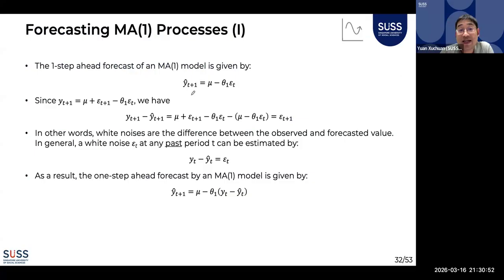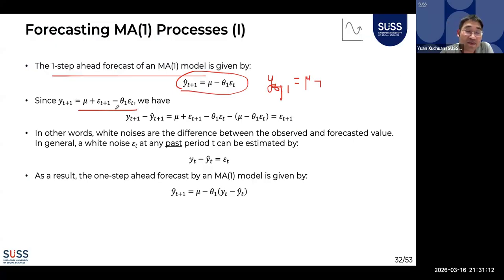Now we use it to forecast. This is a one step ahead forecast. Remember your model: Y t+1 equals your mu, plus epsilon t+1, minus theta 1 epsilon t. This is in period t+1, you will have this. But you're studying at period t, and this has not happened. You don't know this, so it will be mean 0 and variance sigma square.